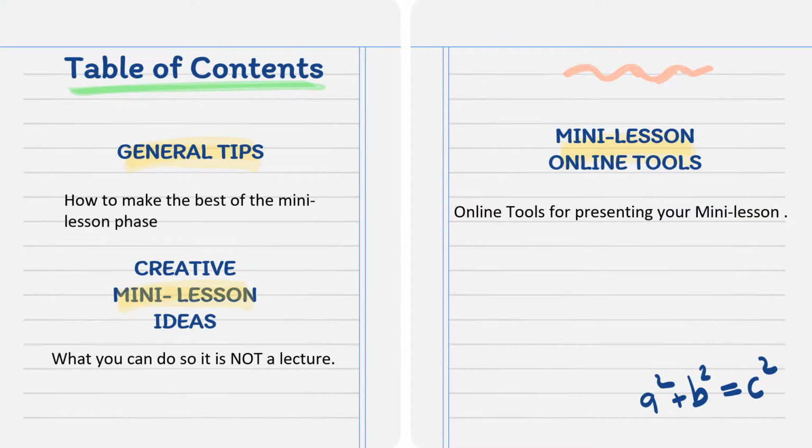All right, so on today's agenda, we have three things that we want to cover. The first thing is general tips, things that could help you out during this presentation phase, what you can do to make the best out of it. And then I'm going to move on to show you how to do that creatively. So I'm going to give you some creative ideas so that your mini lesson or your presentation part does not turn into a lecture so that the students tune out at the end. And then finally, I'm going to show you some online tools or digital tools that could help you with that, as we did last lecture.